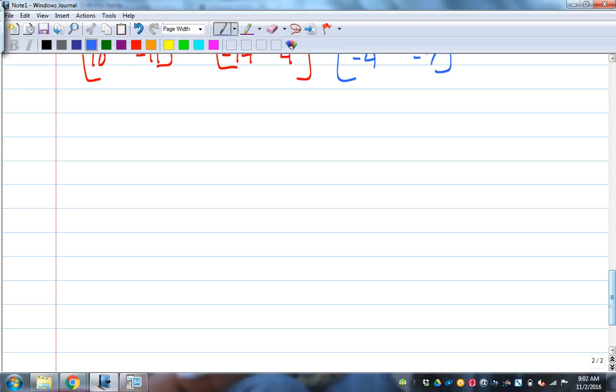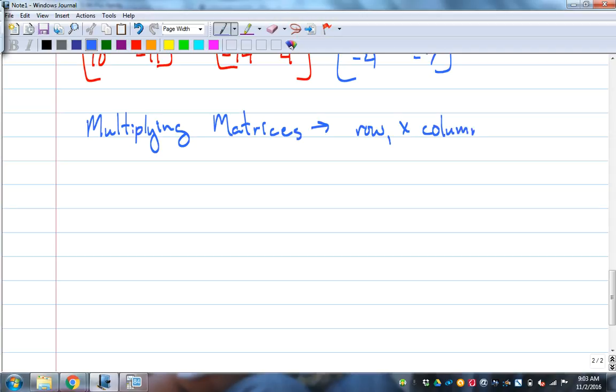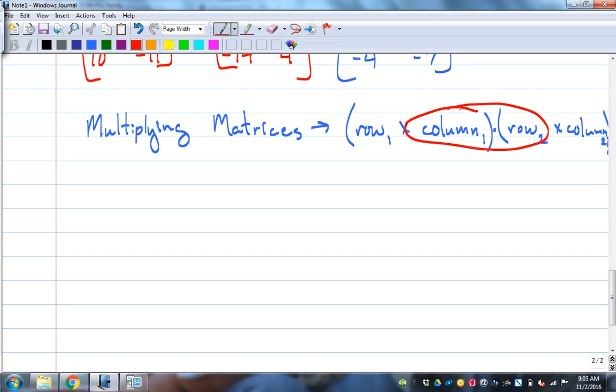Let's get some multiplication. Multiplying matrices. Matrices are named by row by column. When you multiply 2 matrices, the columns from the first one must match the rows from the second one.